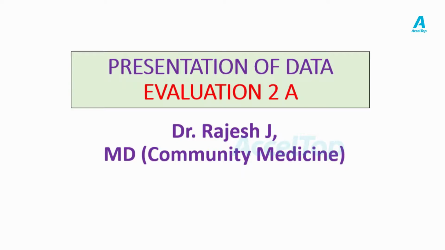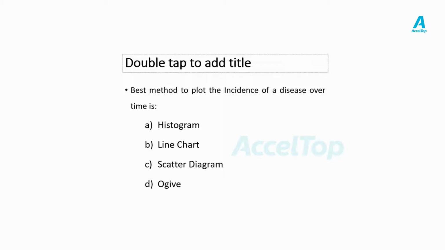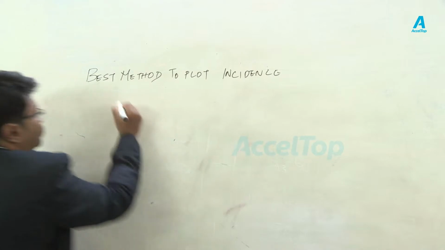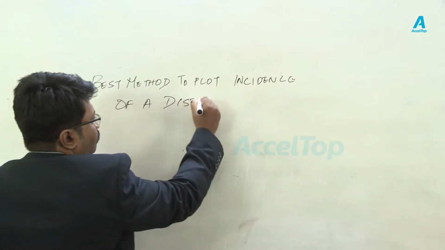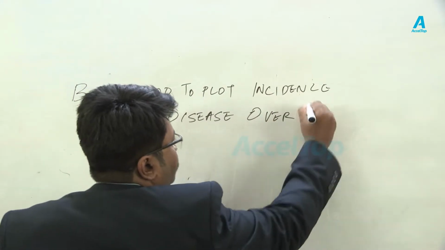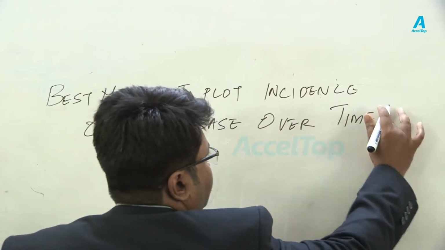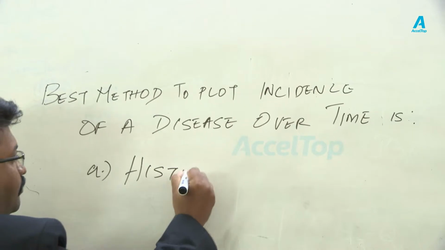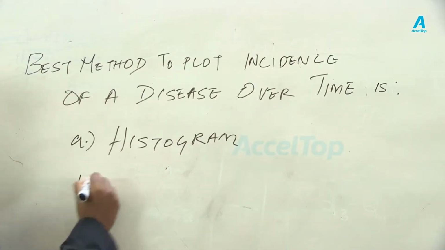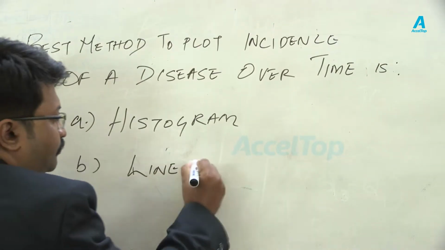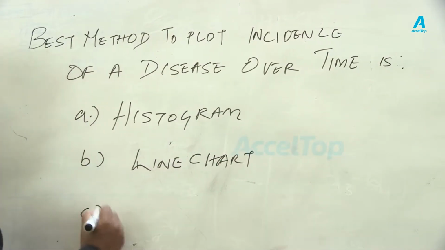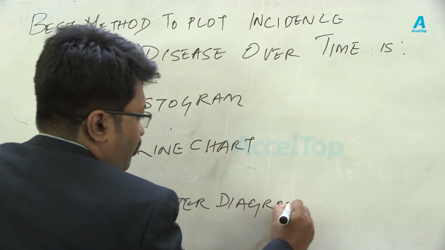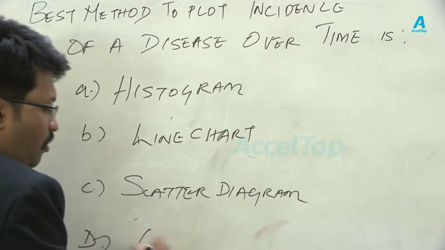For presentation of data. So the first question is, best method to plot incidence of a disease over time is option A, histogram, option B, line chart, option C, scatter diagram, and option D, archive.